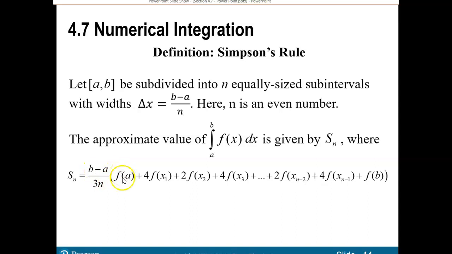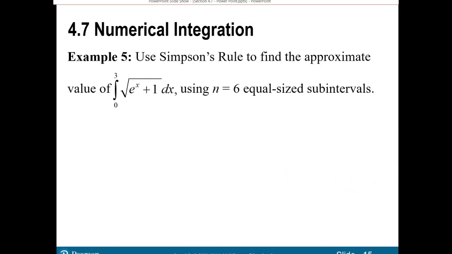So here we're just going to have our f of a at the beginning and our f of b at the end. And those numbers that we had before in the middle, this time the coefficients of them alternate 4, 2, 4, 2 all the way through. So the f of a and the f of b are just coefficients of 1 by themselves. So you start with f of a, and then you have 4 in front of f of x1, then a 2 in front of the f of x2, then a 4, then a 2, then a 4, then a 2, then a 4 eventually, and then finally an f of b.